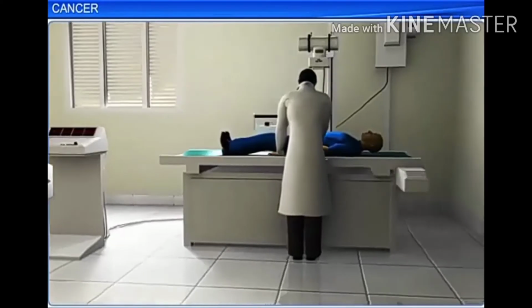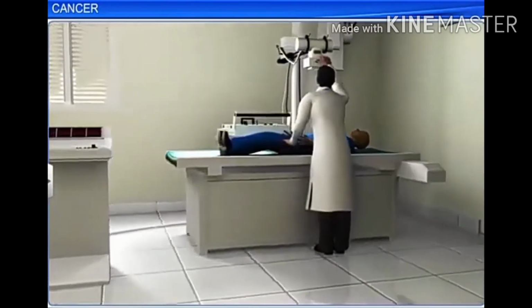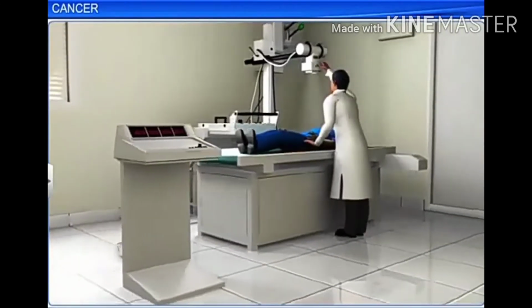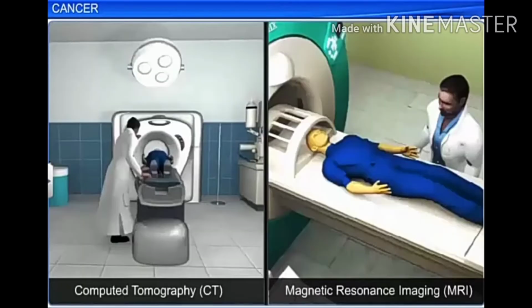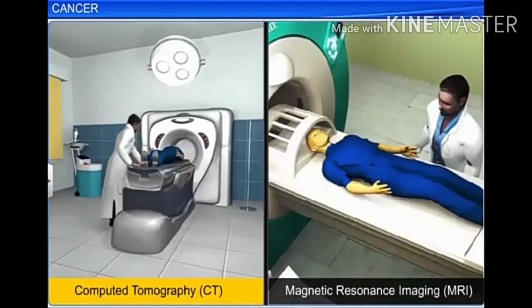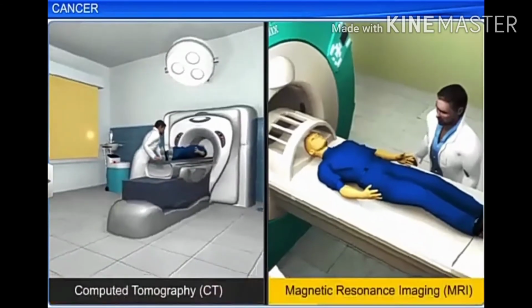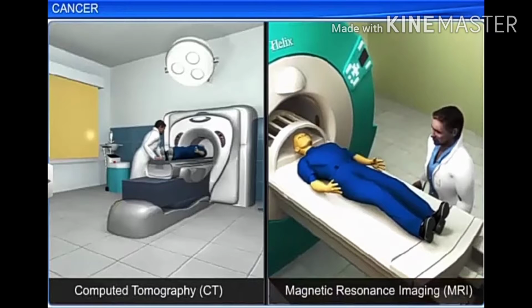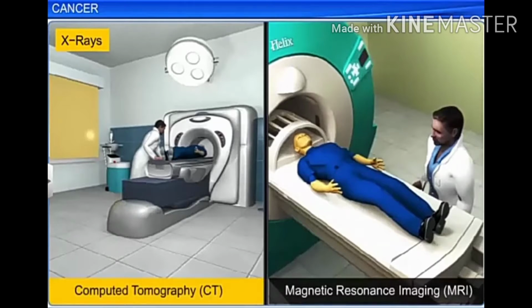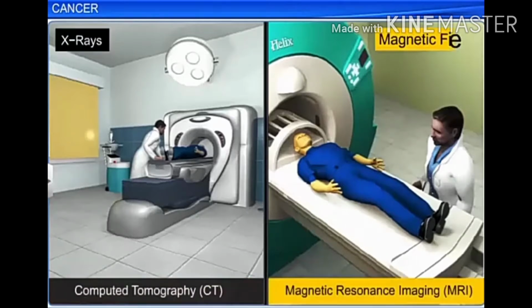Apart from these methods, detection of cancer in internal organs is made possible by techniques such as radiography, that is, the use of X-rays, CT or computed tomography, and MRI, that is, magnetic resonance imaging scans. The difference between CT and MRI is that the former uses X-rays to generate three-dimensional images of the insides of an object, whereas the latter uses strong magnetic fields and non-ionizing radiations to detect the pathological or physiological changes inside tissue.